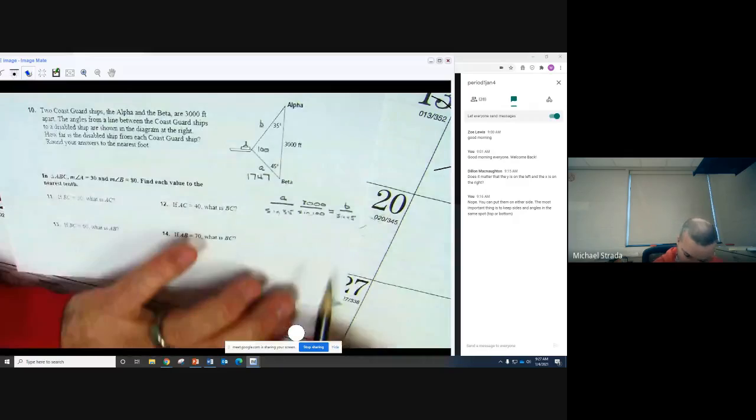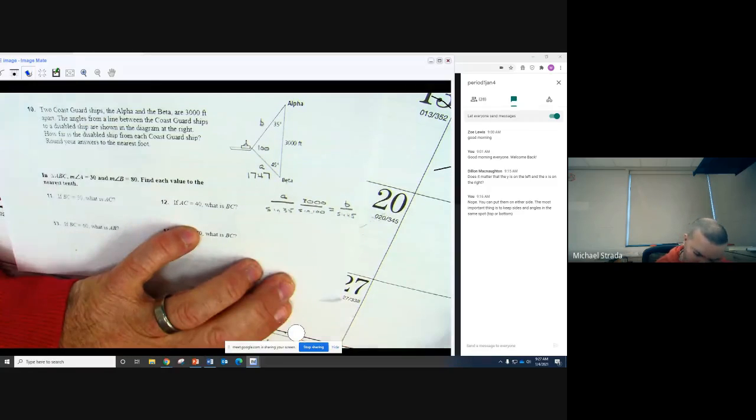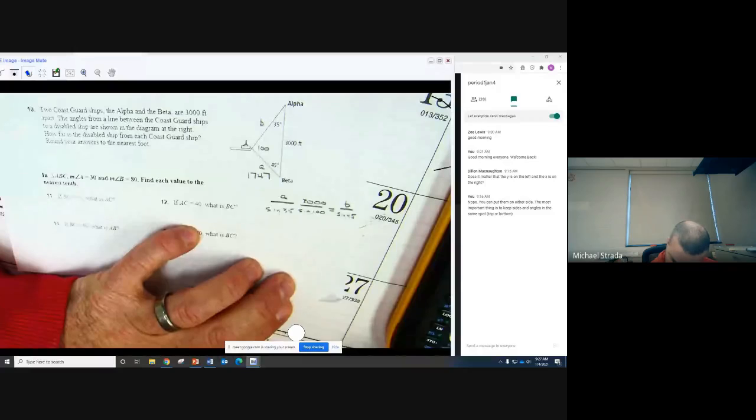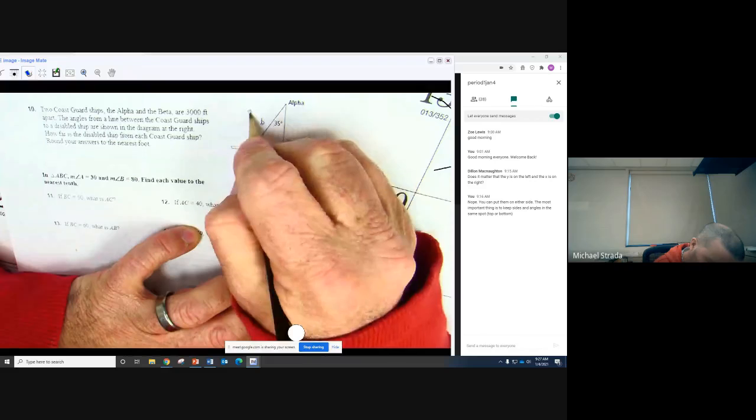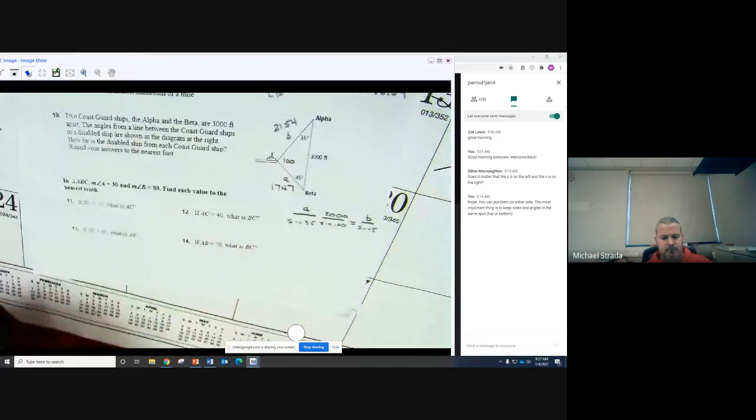And then I do the same thing to get B. I'm going to do 3,000 times the sine of 45 and divide that by the sine of 100. And I get 2,154. All right. And again, that's all we're looking for you to do.